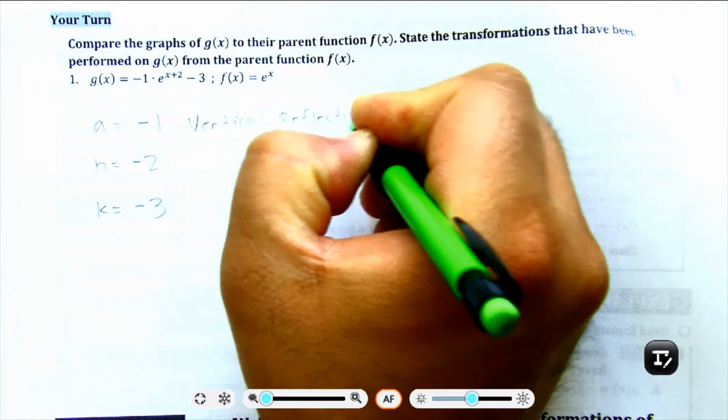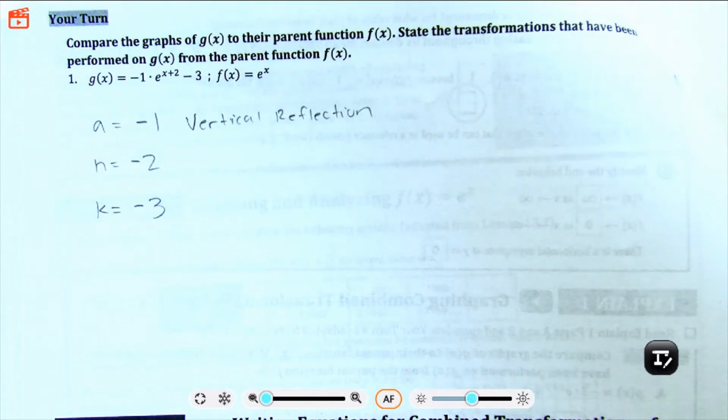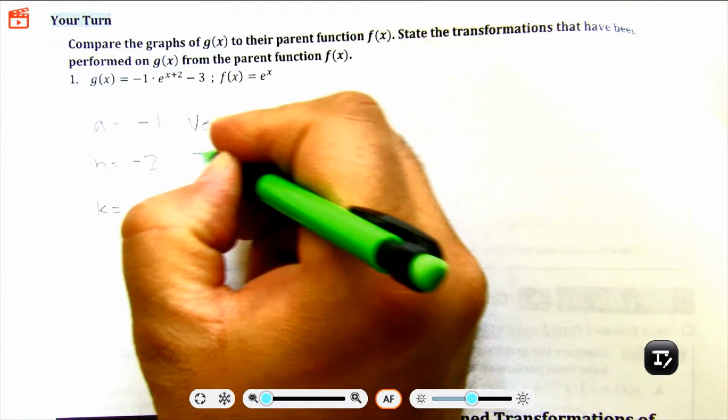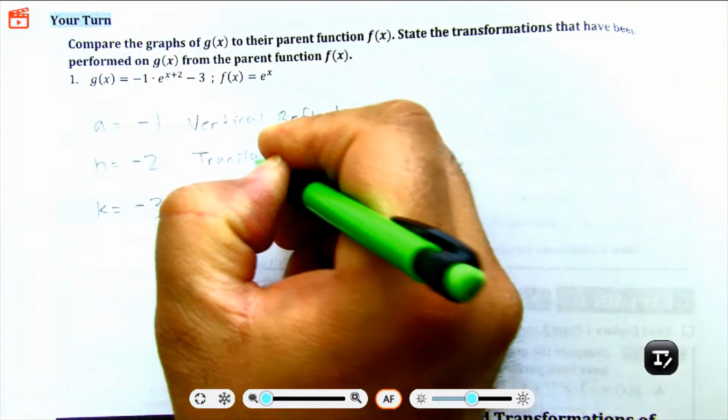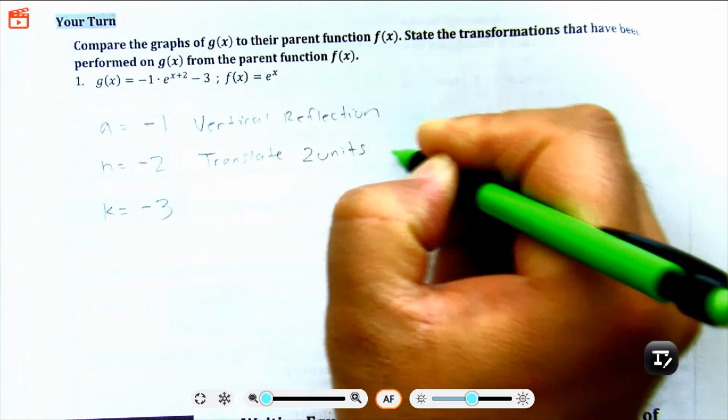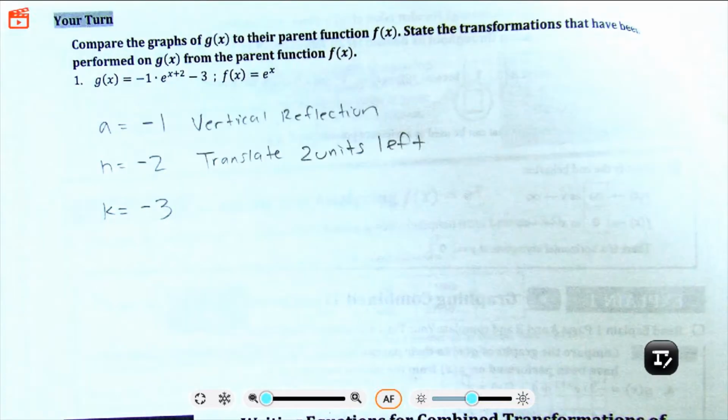What happens if h is -2? That is translate 2 units to the left. And then if k is -3, that is translate 3 units down.